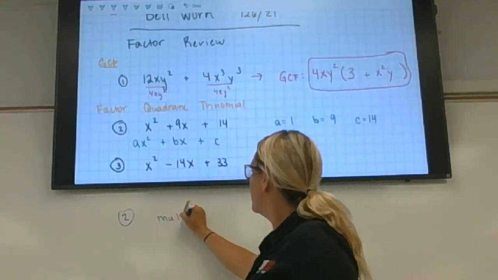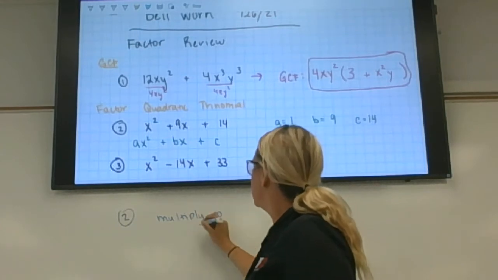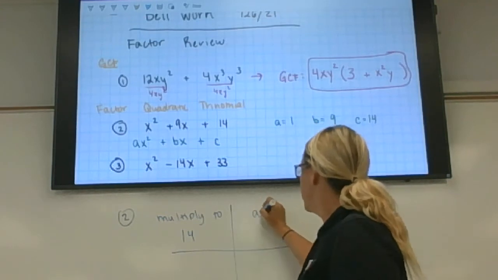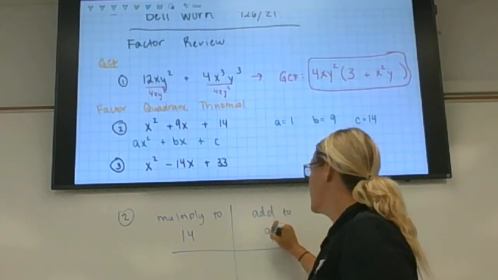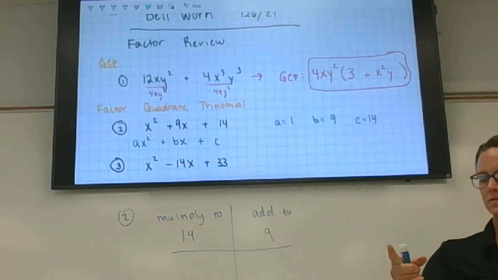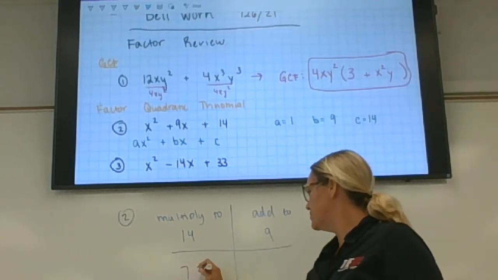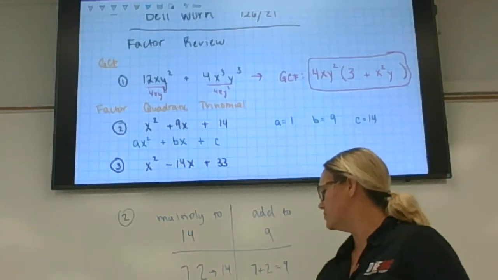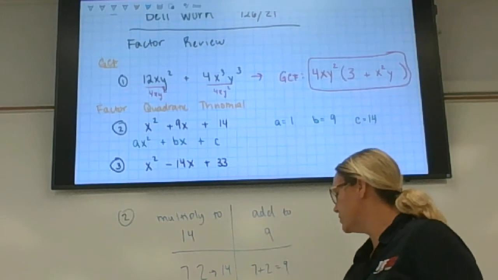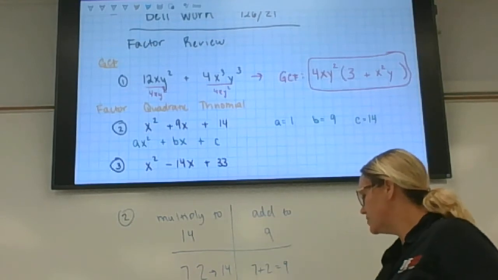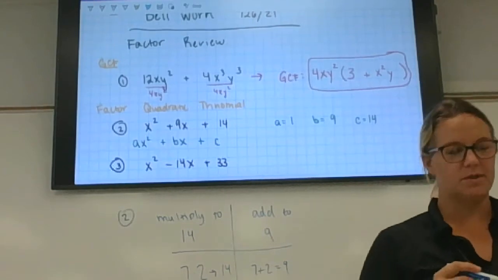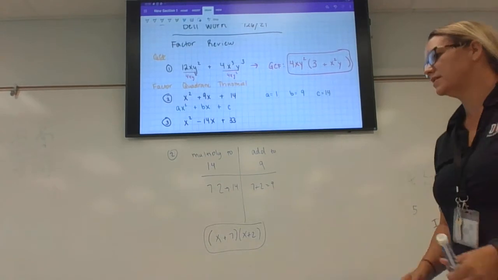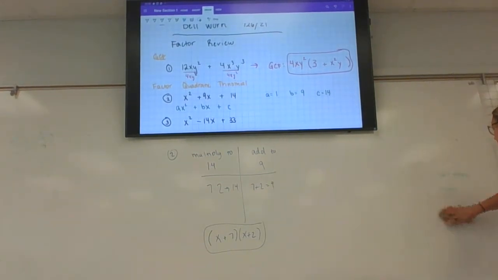So we need to find numbers that multiply to 14 and add to 9. Seven times two is 14. 7 plus 2 is 9. So once we pick our factors, we just put our variable in our parentheses with those numbers. So yeah, that definitely rings a bell. We spent two class periods on that. One and a half, two.